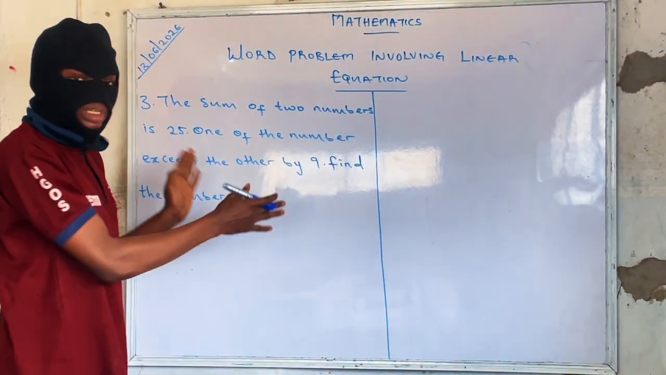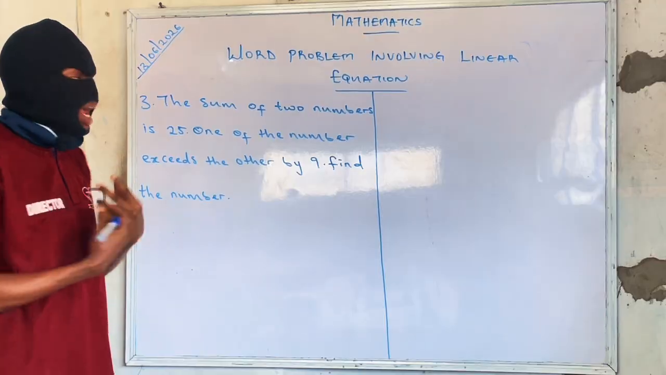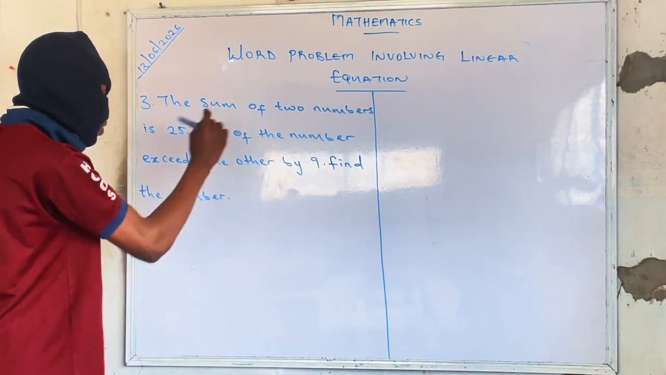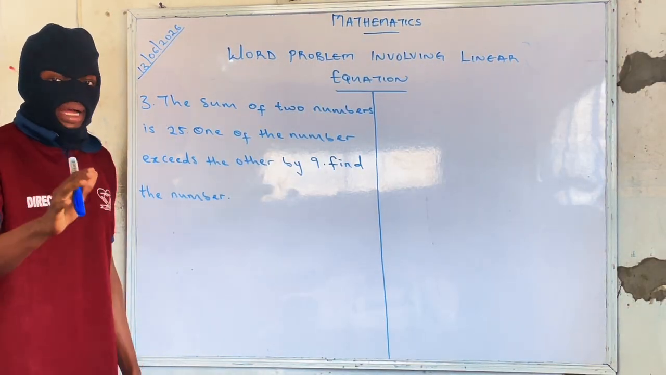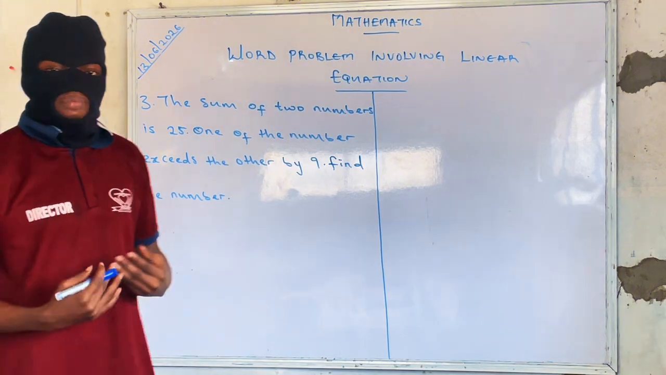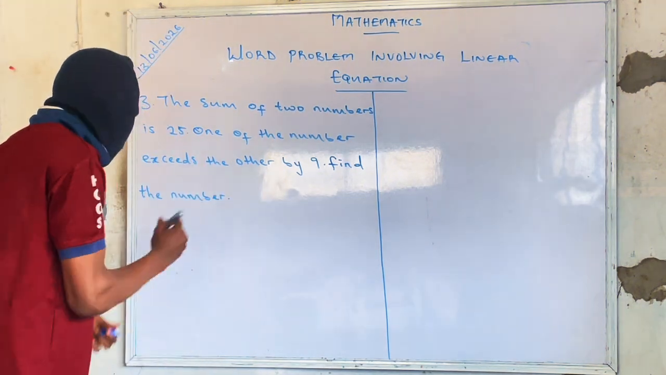Now, it's very simple with this. We don't know the numbers. We are asked to find the two numbers, but one of the numbers exceeds the other by 9. Now, let's use what letter to represent this number? Let's use M.